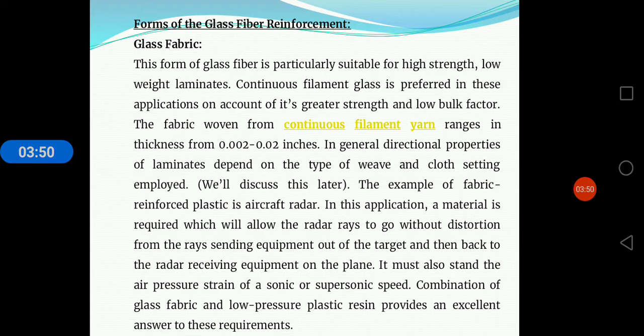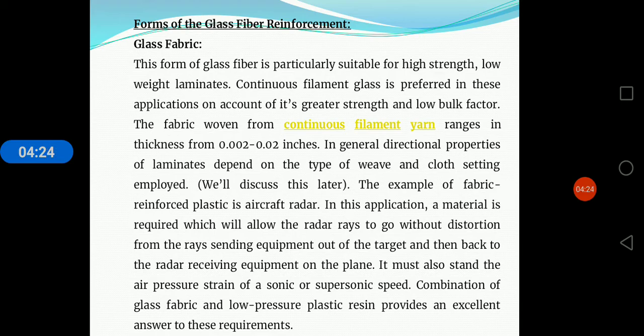Glass fiber is particularly suitable for high strength, low weight laminates. Continuous filament glass is preferred in these applications on account of its greater strength and low bulk factor. The fabric woven from continuous filament yarn ranges in thickness from 0.00 to 2.02 inches. In general, directional properties of laminates depend on the type of weave and cloth setting employed.